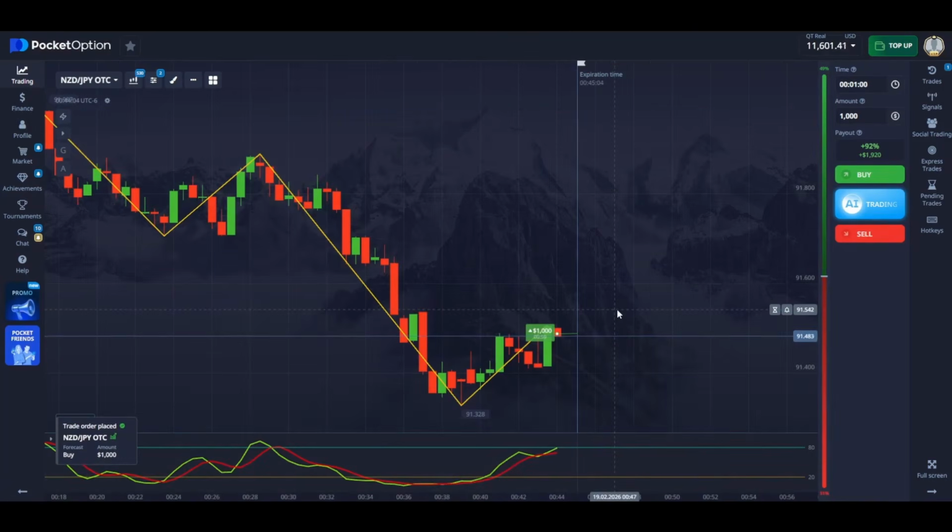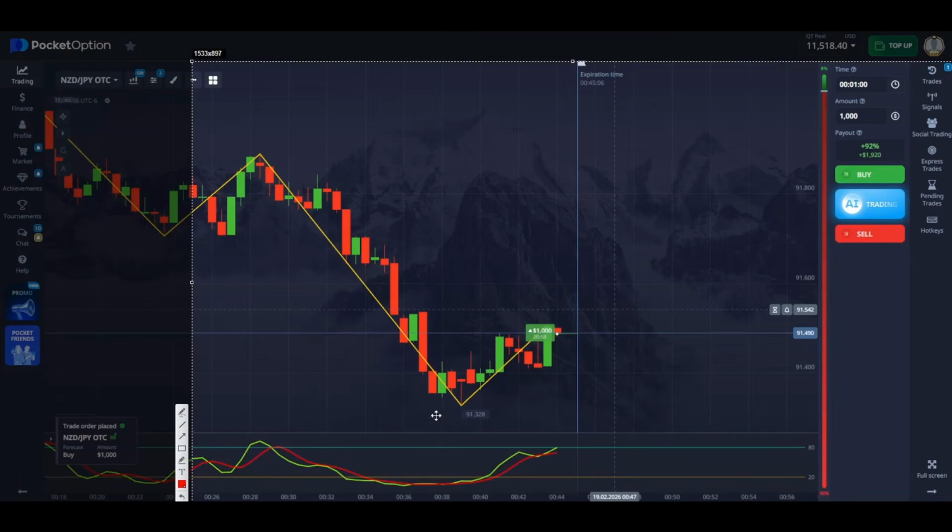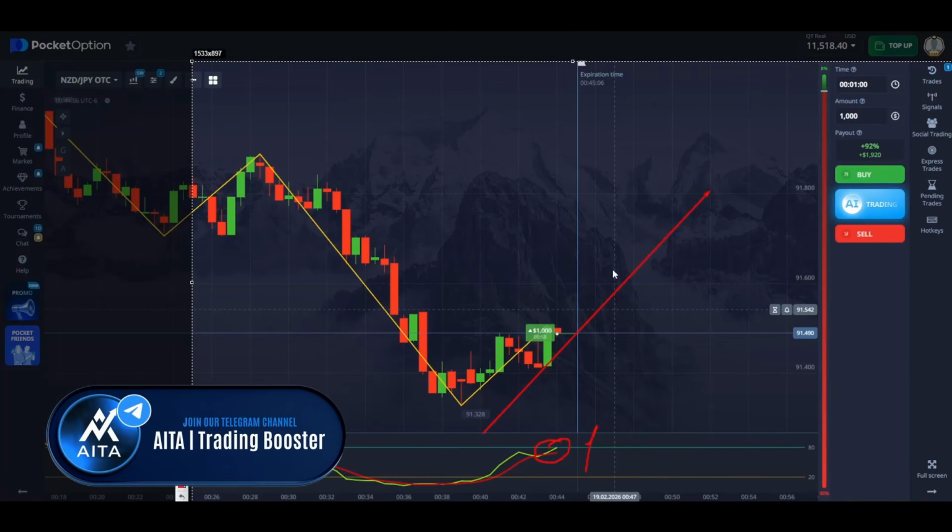So guys, we have a second situation here, also for an upward trade. As you can see, we recently had a crossover where the green stochastic line went above the red one and stretched upward. It's going up. That's the second signal for an upward move.